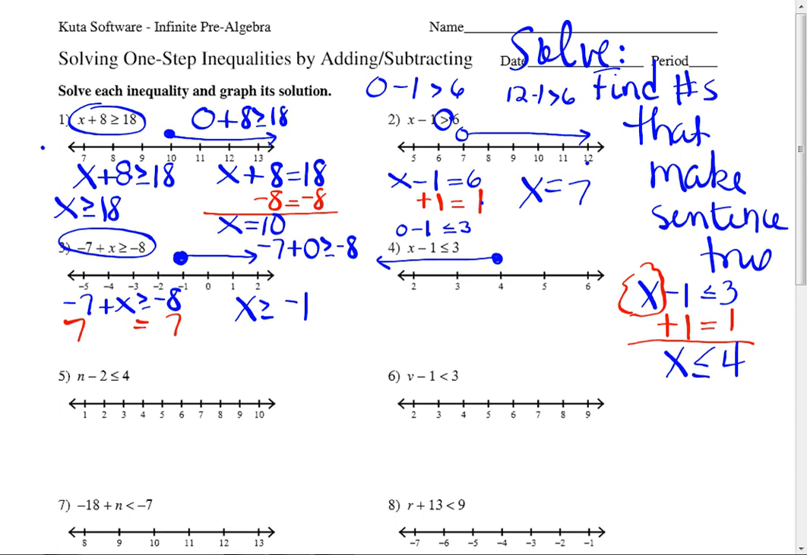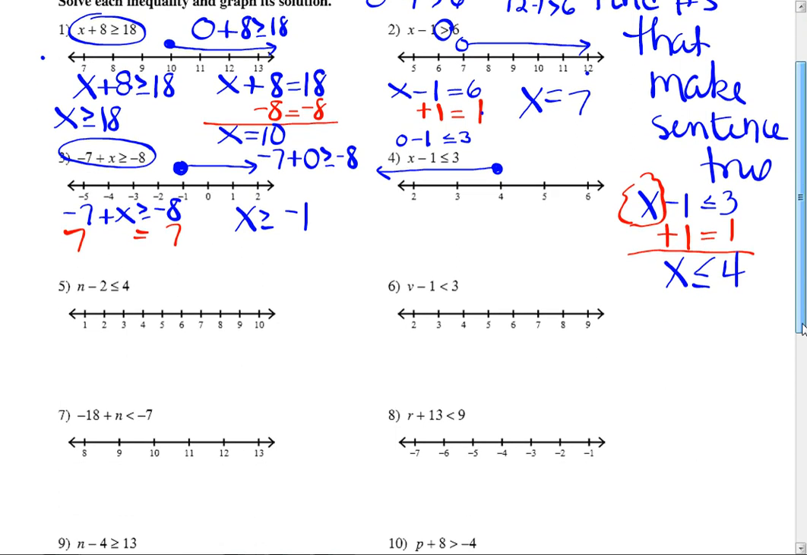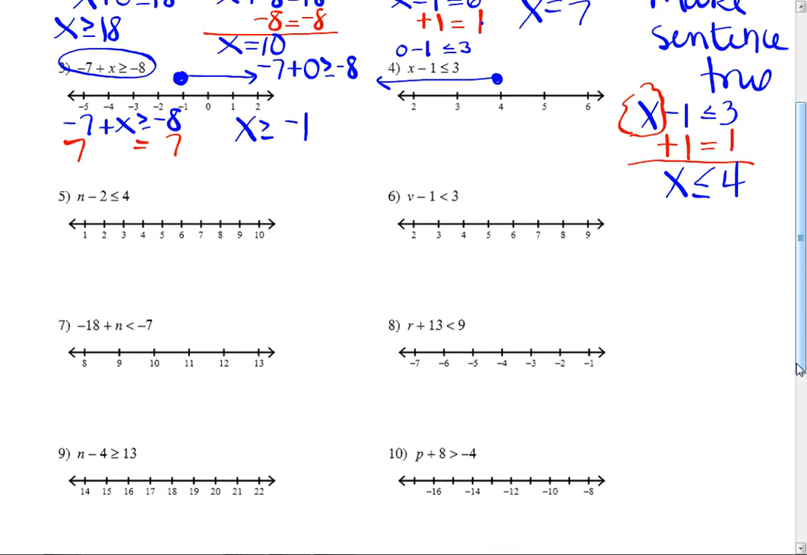So you might not think as fast as we're moving here right now. Let's just take your time and think about it before you do it. Some of you raced through that last quiz, and that's why you didn't get as high a score as you could have. Think. Do you need one more, or is that good enough? One more. Let's do number 5. So you're going to solve the equation or inequality. I have n minus 2 is less than or equal to 4.